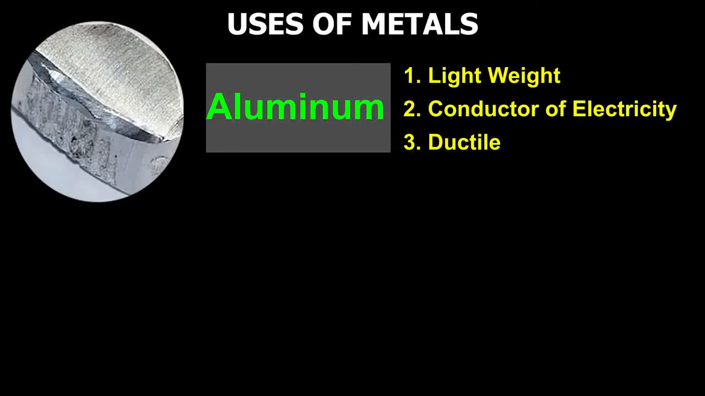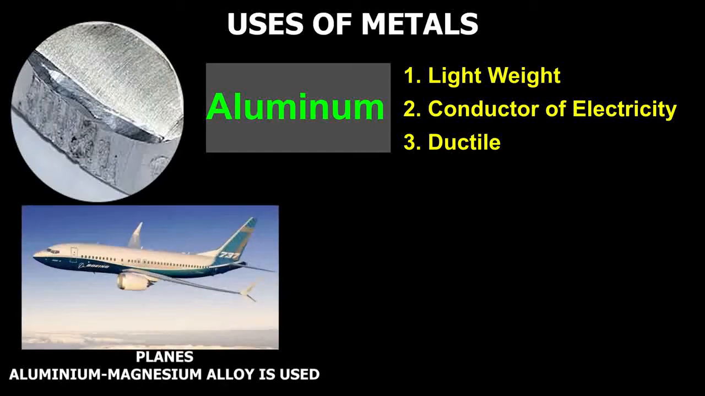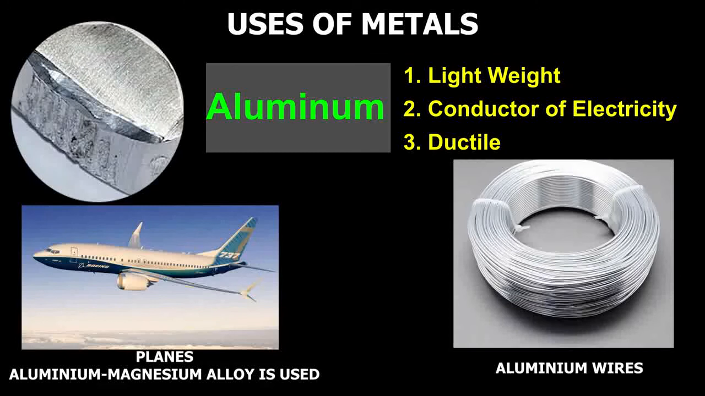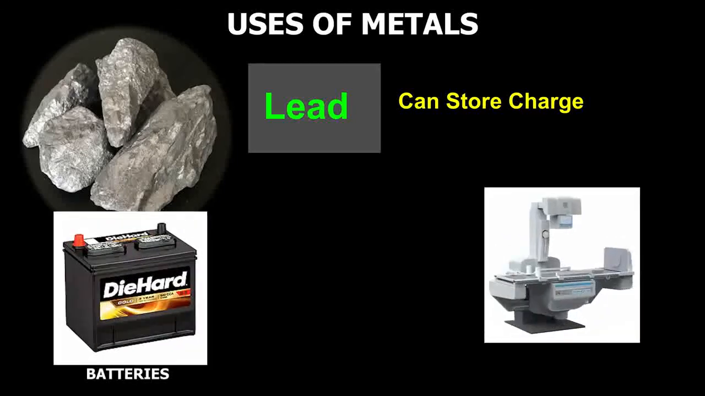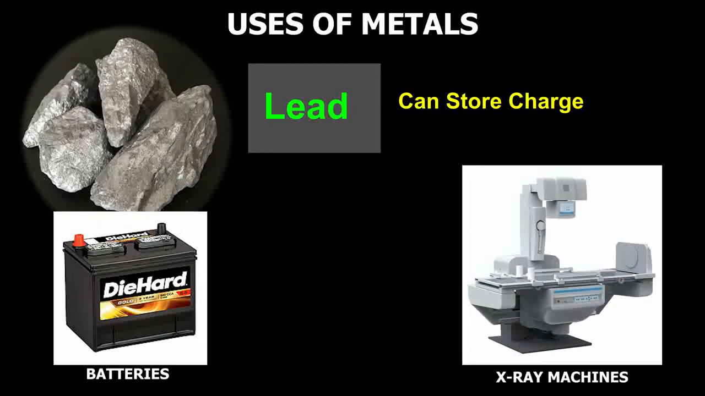Aluminum is lightweight and used in aerospace industries. In planes, aluminum is used in the form of an alloy with magnesium. Aluminum is also a good conductor of electricity and it is ductile too. Thus it is used in making cables and wires. Lead is used in automobile batteries and X-ray machines.